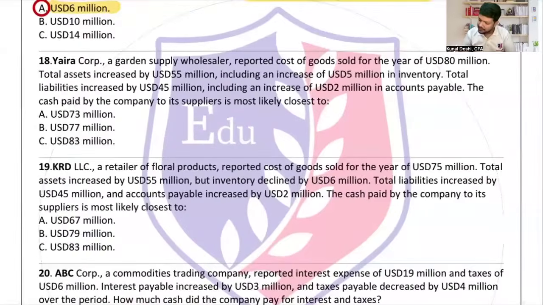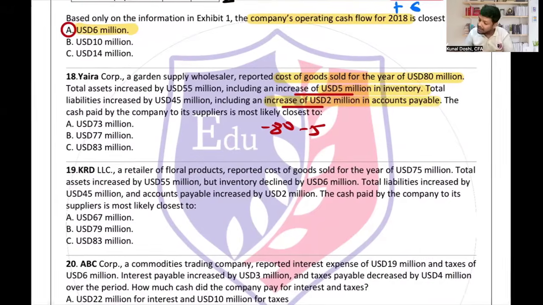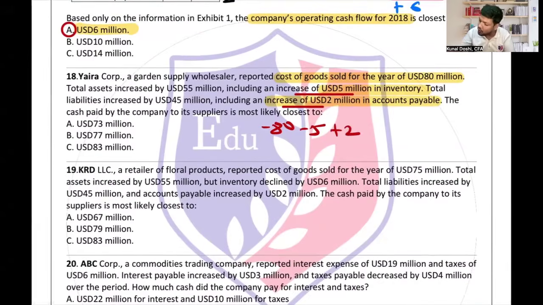Now, see this. Yaira Corp, a garden supply wholesaler, reported cost of goods sold for the year of 80 million. Total assets were 55, including an increase in inventory of 5. Cost of goods sold is 80, so minus 80. An increase in inventory, an increase in current asset, is an outflow. Total liabilities increased by 45 million, including an increase of 2 million in accounts payable. An increase in current liability is actually an inflow.